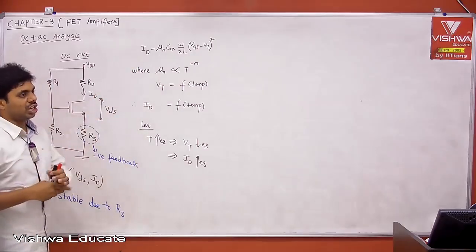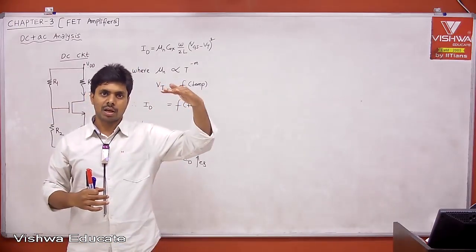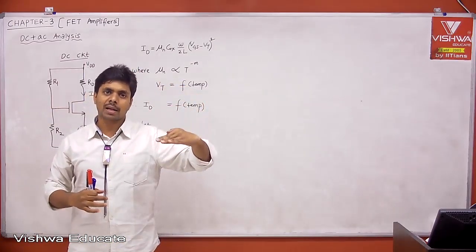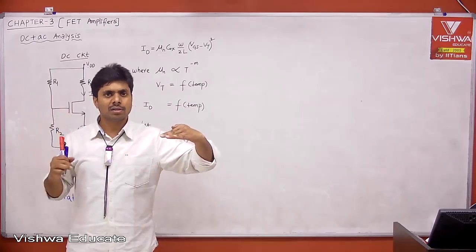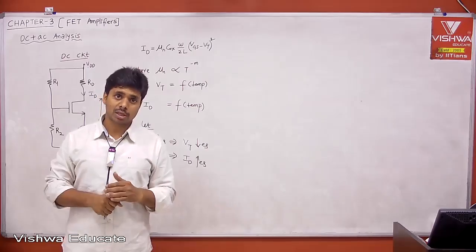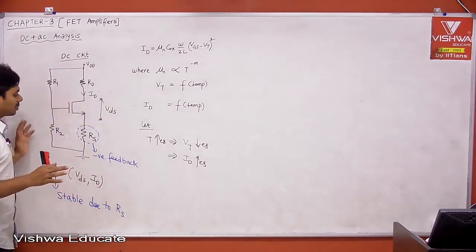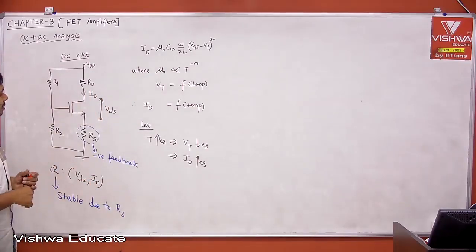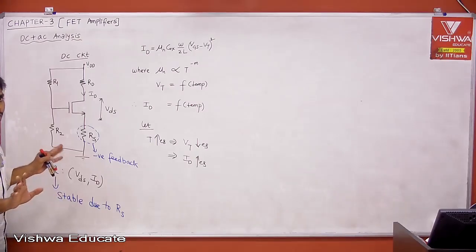Therefore, whatever change in ID due to temperature, now the same ID is controlled back because of negative feedback. This is exactly the same as our self-bias circuit which we had seen in the case of BJT. Therefore, I am not explaining. No need to calculate the stability factor also. Even if you calculate it, you will get it, but it is not required.